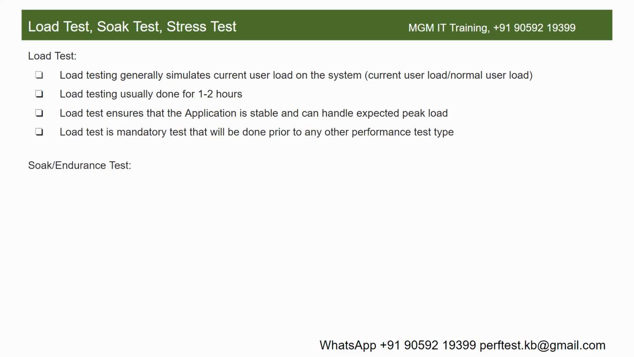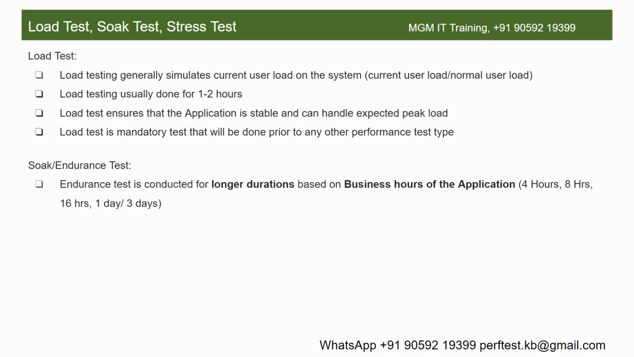Now the next type of testing is soak or endurance test. As I said, endurance means durability, more durable, right? So our long duration tests are technically called soak or endurance tests. This endurance test is conducted for longer durations based on the business hours of the application. And those business hours can be 4 hours or 8 hours or 16 hours, 1 day or 3 days, and so on. So let's understand what is meant by business hours of the application.